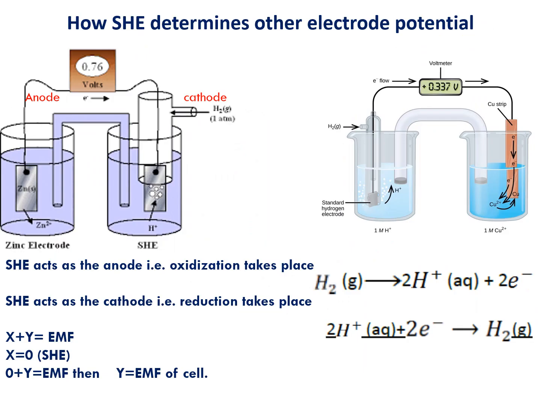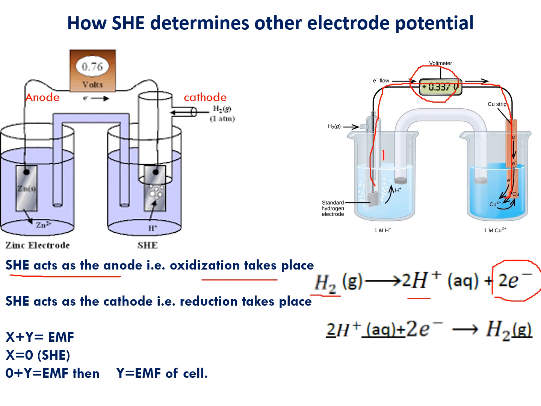So for example, the SHE acts as an anode. That means oxidation should take place. The hydrogen gas present in the SHE releases two H plus ions and two electrons. The two electrons released from the SHE, here you can see the SHE acts as an anode, reach the cathode. The cathode accepts the two electrons. The redox reaction is completed. It produces a potential value.